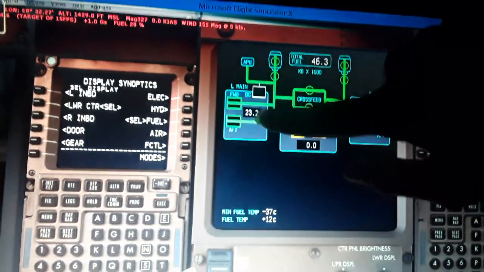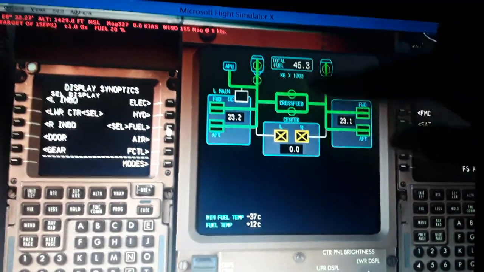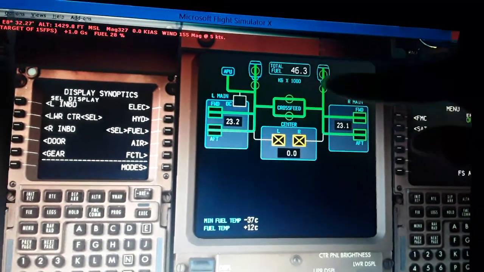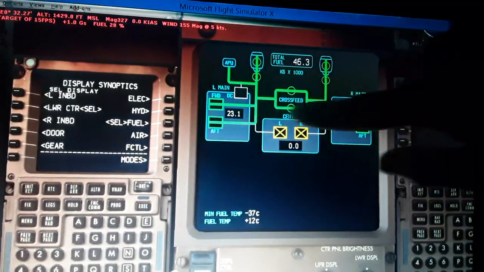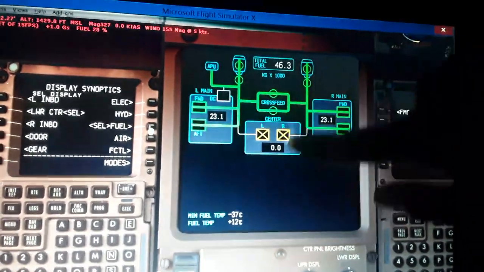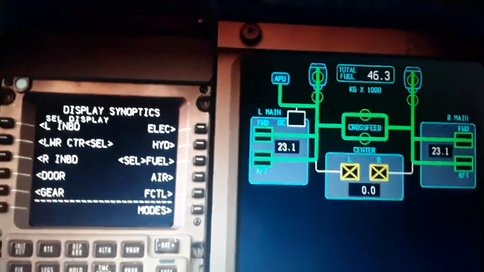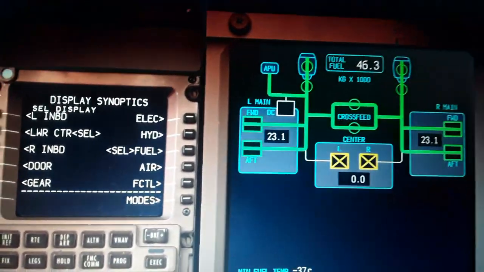The APU is fed from the left wing using the DC motor. Also you can see the low and high pressure fuel valves to the left and the right engine, and the crossfeed valves are on between the left and the right wing to balance the fuel. You can also see the center tank here with the yellow crosses is empty. So you can see the engines, the left and the right, and the minimum fuel temperature below which the fuel freezes.